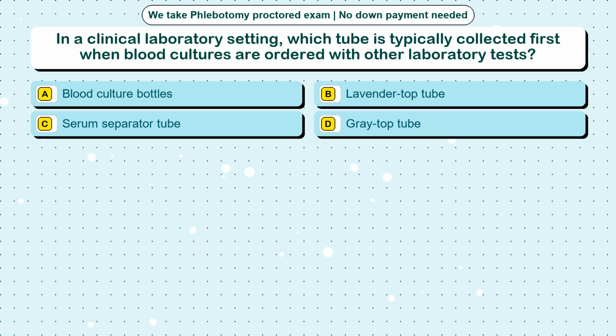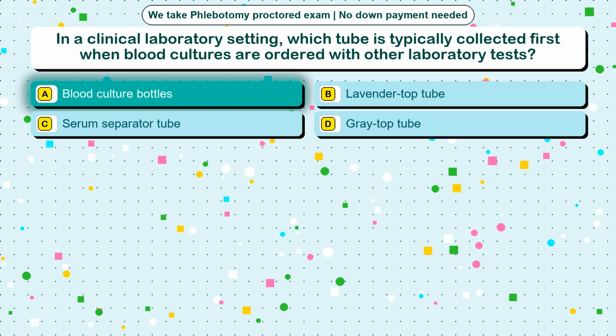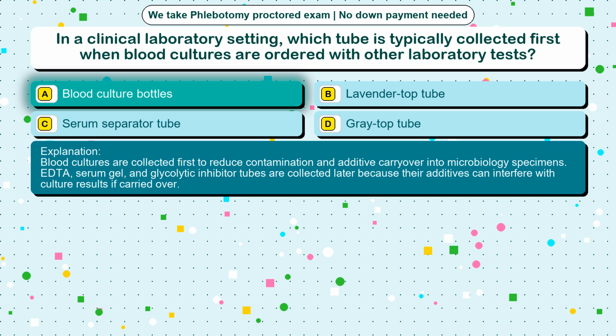Option B. Lavender top tube. Option C. Serum separator tube. Option D. Gray top tube. The correct answer is option A. Blood culture bottles. Blood cultures are collected first to reduce contamination and additive carryover into microbiology specimens.